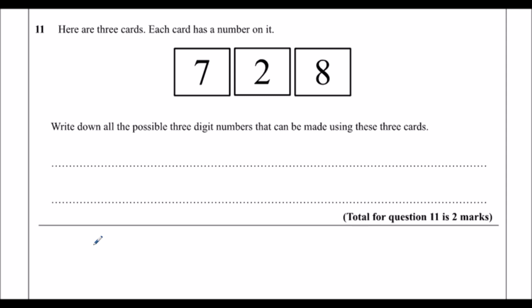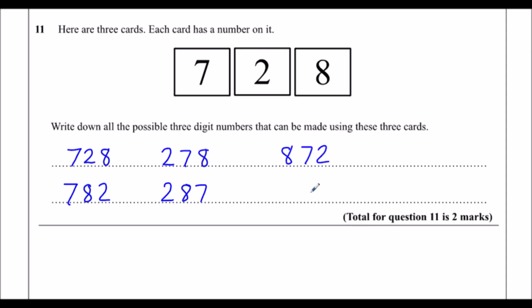Question 11. Here are 3 cards. Each card has a number on it. Write down all the possible 3-digit numbers that can be made using these 3 cards. So I can have 728 as shown there, or I could have 782 with these 2 switched around, or I could start with the 2 and have 278 or 287, or I could start with the 8 and have 872 or 827.